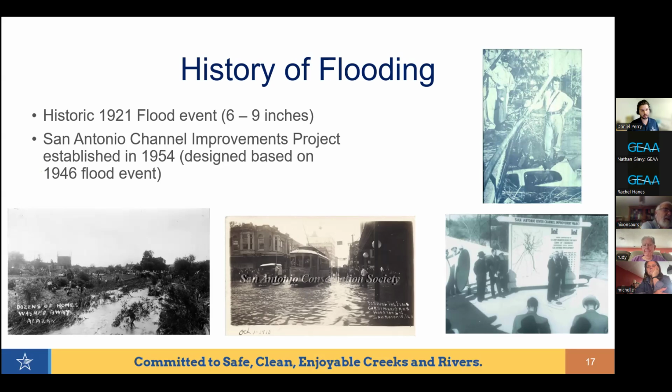It also triggered in 1954 the construction of the San Antonio Channel Improvements Project, which the Army Corps and the River Authority helped construct. This project was around 31 miles of channel improvements on the west side, and also included the two tunnel inlets from the San Antonio River and San Pedro Creek. So we have two tunnels going underneath the city, basically to help with flooding.